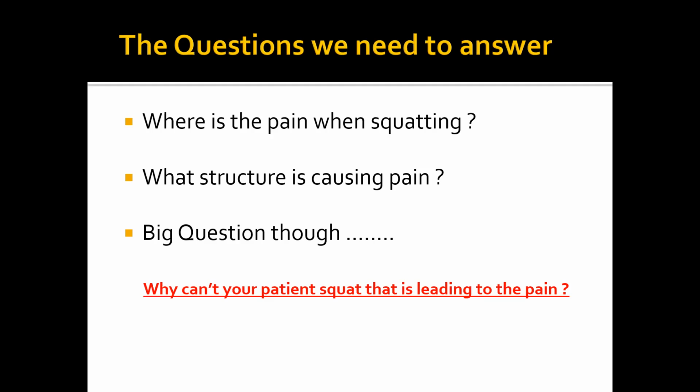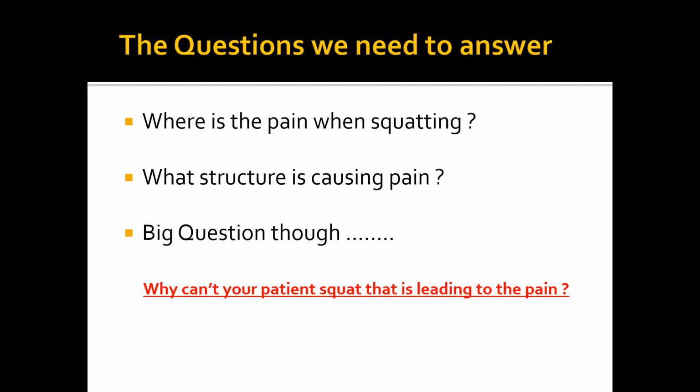So before we go into squat evaluation, we always want to ask these questions. Where is the pain when squatting? Is it at the knees? Is it at the hips? Is it the back? And kind of get some focus on where that pain is presenting, because it may cue us up on what structures we're going to look at. And that creates the other thing, which is what structure is causing pain. And this can be specific to the structure, but we also have to consider referral pain.